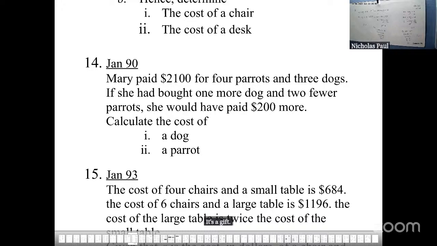Tell me the first one. I'll give you the easier one. Tell me the first equation. 4p plus 3d is 2,100. Nice. And that's the second equation. What is p and d here?